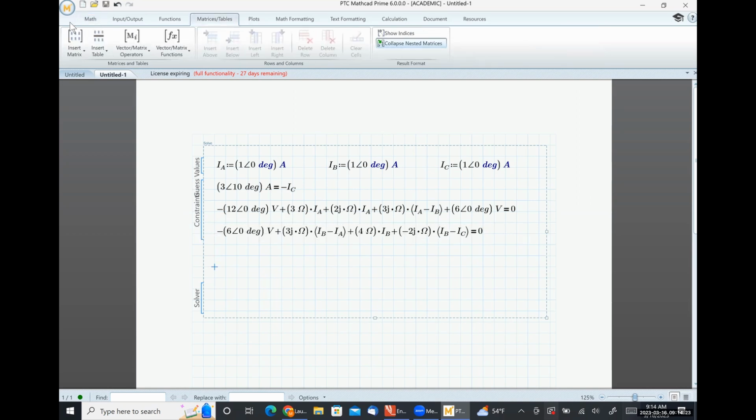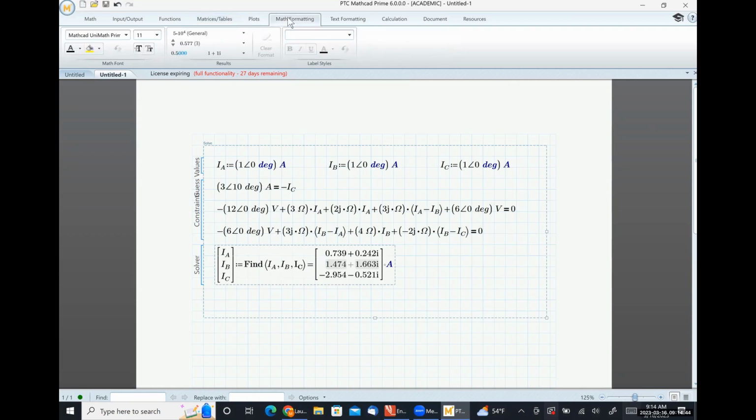So I'm going to put my 3x1 matrix down, convert my results to polar form. And the IX current that I was looking for is just negative IA.